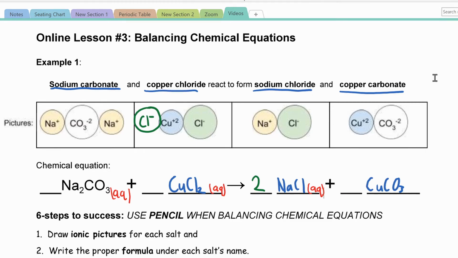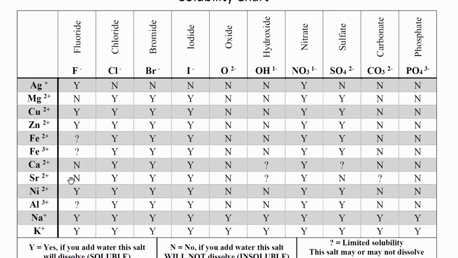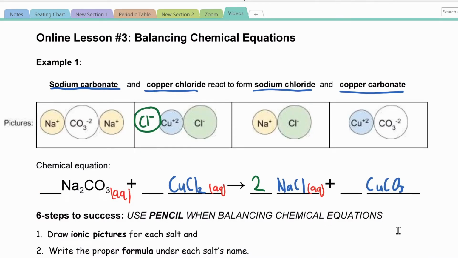Finally, we have copper carbonate. Copper is right here, carbonate is right there, and there is an N where they intersect. This means that copper carbonate is not soluble in water. It does not dissolve in water. This is that insoluble solid precipitate you saw in that chemical reaction. So I'm going to indicate it on this equation with an S for solid. Okay, now we have our complete balanced chemical equation with all the phase labels on it.